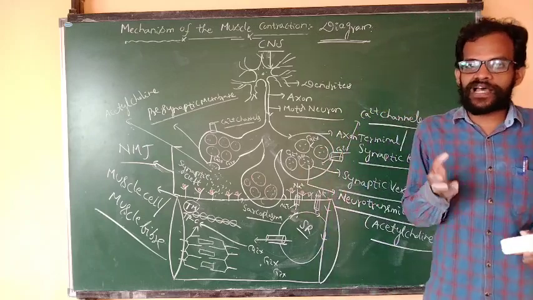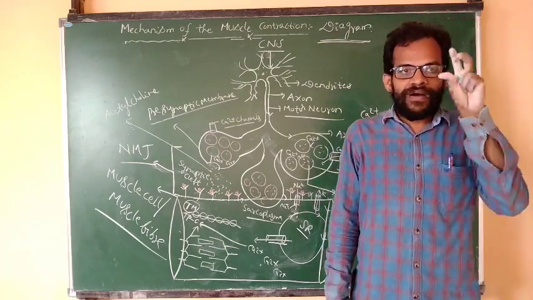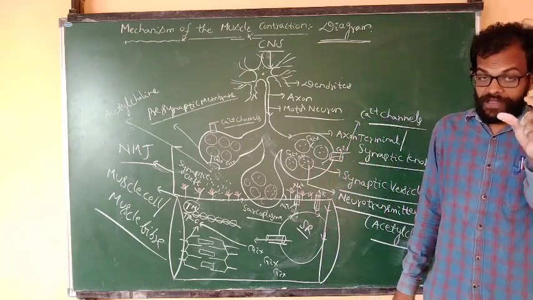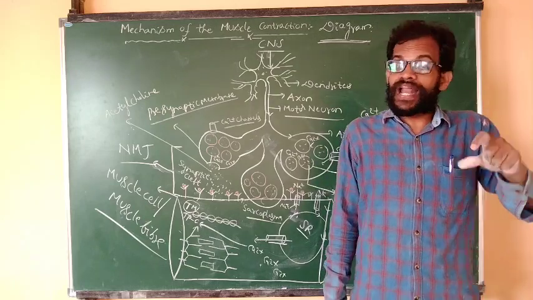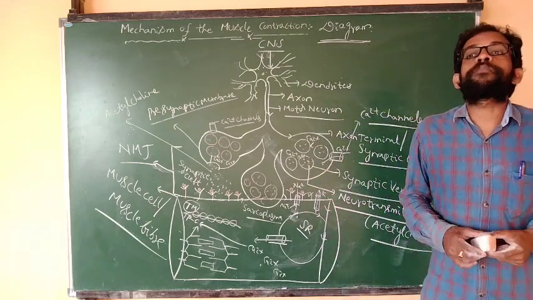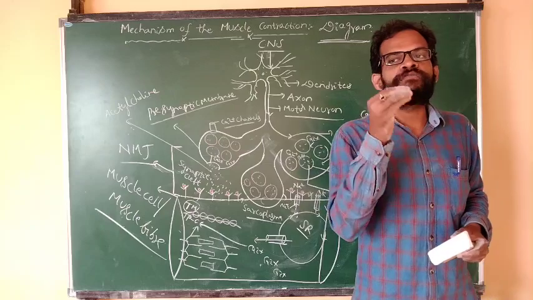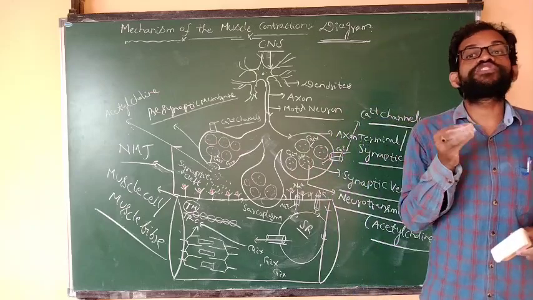This energy is required for two processes. One is the power stroke, which is the rotation of the myosin head. The other is cross-bridge formation. The interaction between the actin and myosin is known as cross-bridge formation.